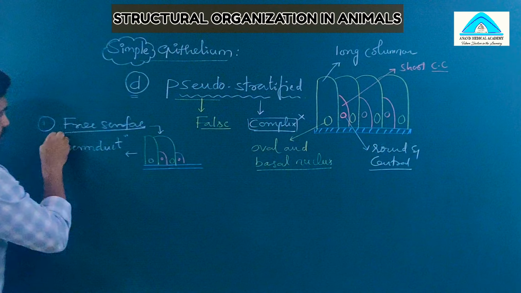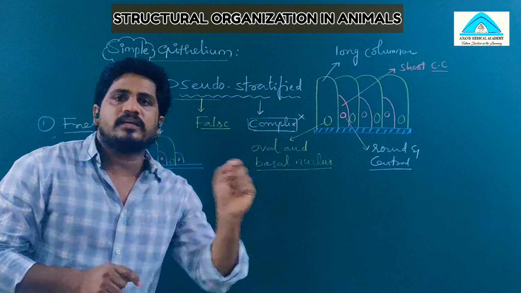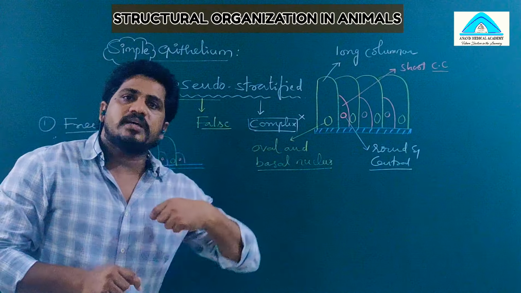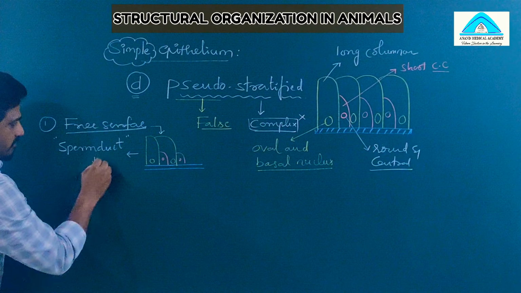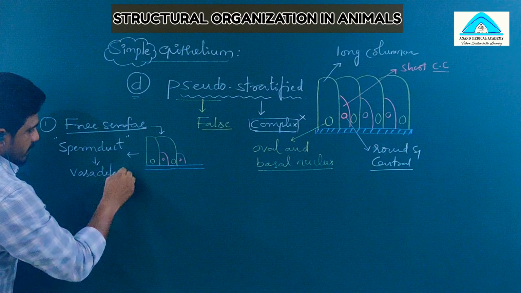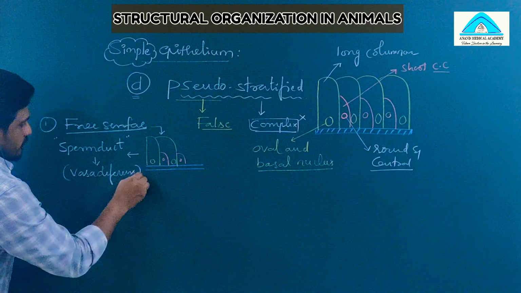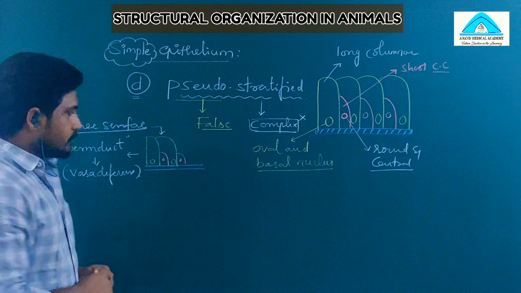Sperm duct means, in the male reproductive system, the major duct which conducts the sperms. In it, sperms travel and reach the ejaculatory part. It is also called vasa deferens. In the second year, first lesson, human reproductive system, this point will be recalled.